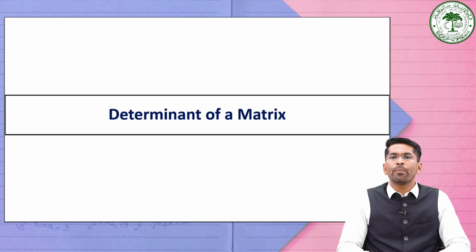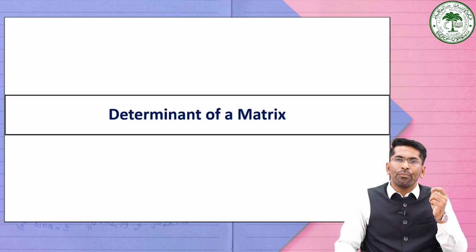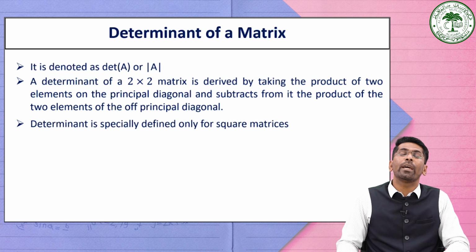Today we will discuss the determinants of a matrix. The determinant of a matrix is a fundamental concept in linear algebra, which is used to determine several properties of a matrix and its associated system. It is defined only for a square matrix.